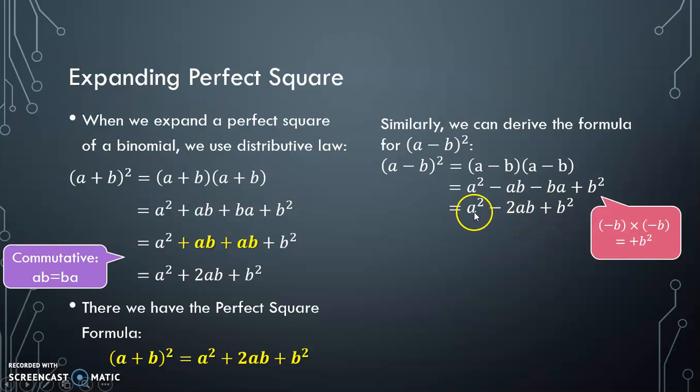You notice that the signs for a squared and b squared remain the same as in (a plus b) squared. The only thing that changed is the cross term, which is negative 2ab. So if it's (a minus b) squared, you should minus 2ab in your answer, and if it's (a plus b) squared, you should plus 2ab in your answer. So we have the second formula: (a minus b) squared equals a squared plus b squared, but with minus 2ab as the cross term. I highly recommend you memorize these two formulas correctly.